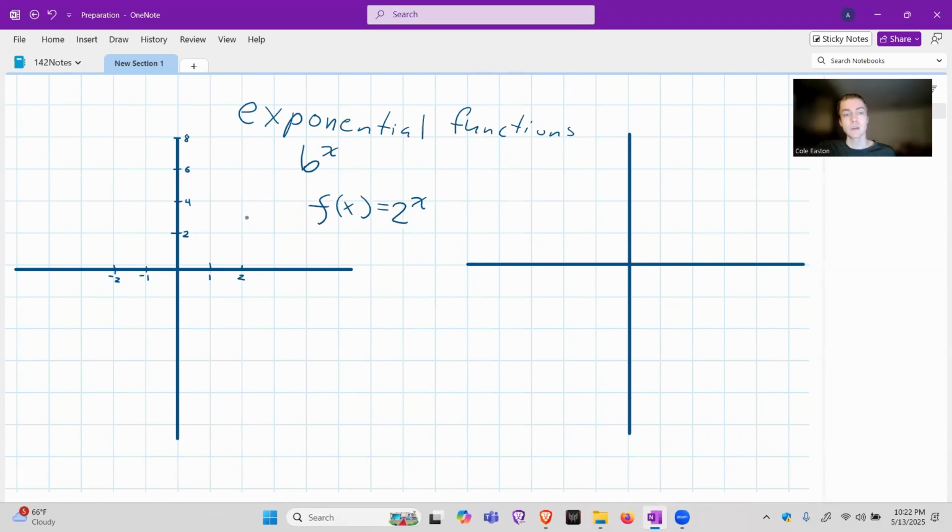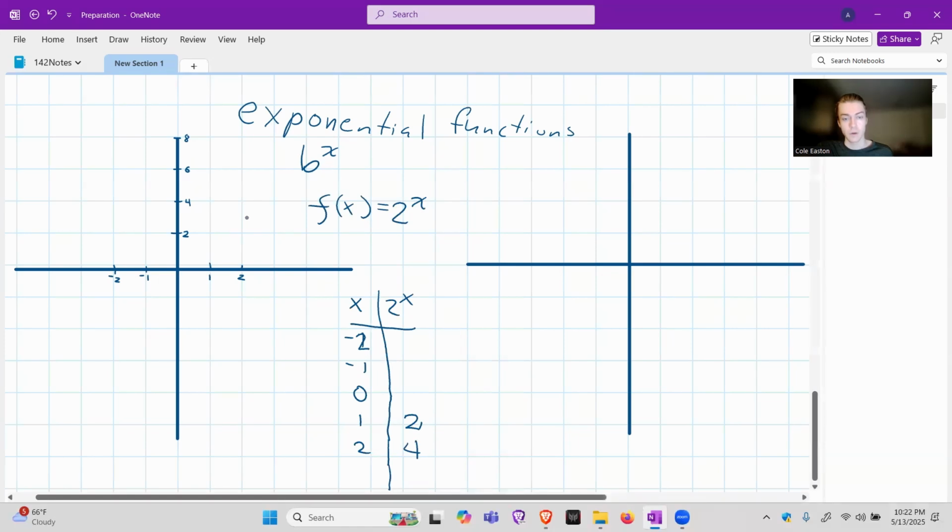We say that 2 to the 0. So let's actually make a little table over here, actually. We'll say x and then 2 to the x. And let's start with -2 actually. -2, -1, 0, 1, and 2. Okay. So we know that 2 to the first power is 2. So that's kind of the easiest one. 2 squared is 4.